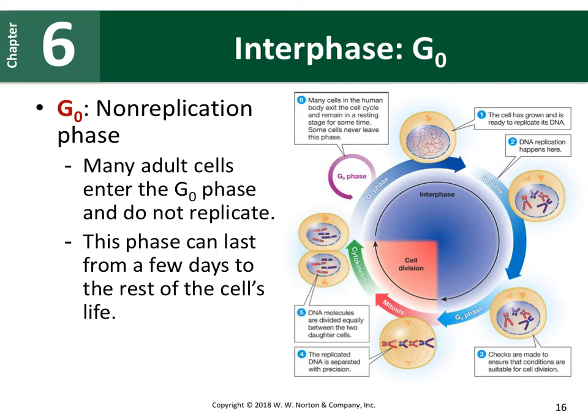Now, as I mentioned in interphase, there's actually something called gap phase 0, and this is a non-replication phase. There are some adult cells that never undergo replication, and so they stay in what's called G0 phase. This phase can last for a few days to the rest of the cell's life. In other words, all they do is their function. They do not replicate and undergo mitosis.